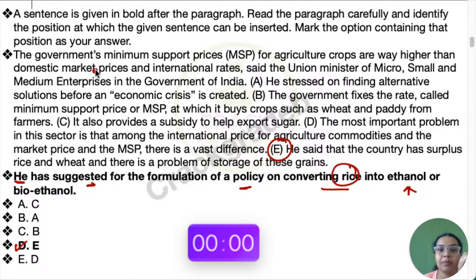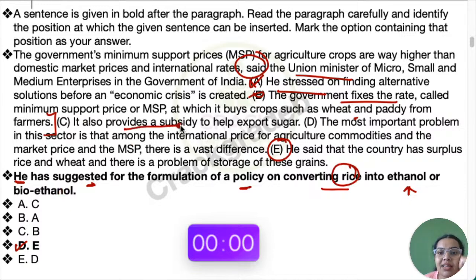Now let's read the para. MSP for agriculture crops are way higher. Skip a little and move ahead. He stressed on. We are saying that there is something that was said by the Union Minister. He stressed on finding alternative solutions. The government fixes a rate called MSP, at which it buys crops such as wheat and paddy from farmers. So far, nothing specific about rice has been discussed. So A and B are of course not at all close to where I am going to use this sentence.